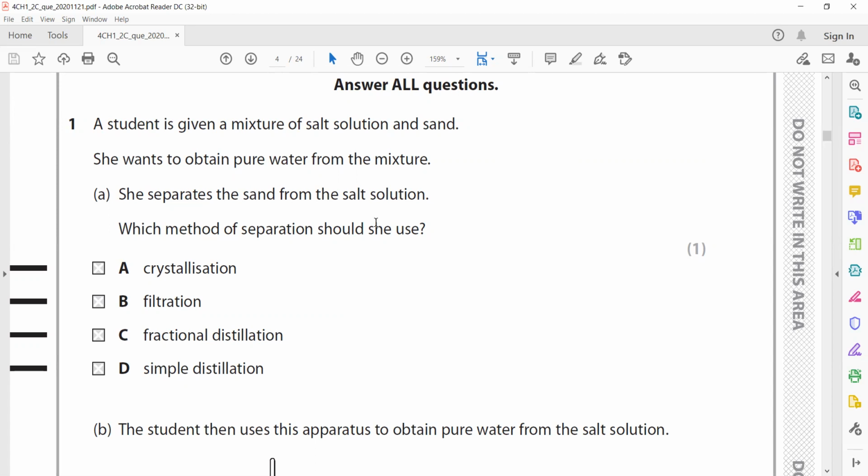She separates the sand from a salt solution. Which method of separation can she use? She can use filtration by passing the mixture through a filter paper. Sand will be left on the filter paper and the salt solution will pass through.